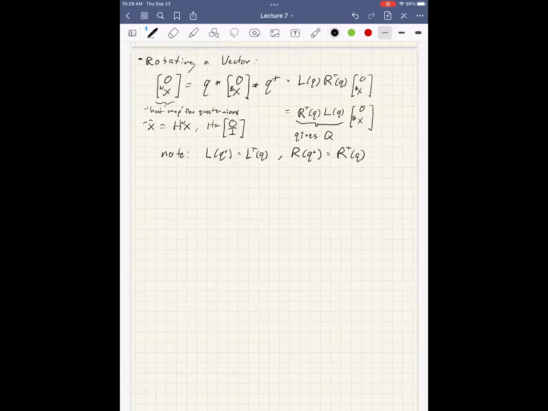Then the next thing is to talk about quaternion kinematics. This is how we map from omegas to Q dots and integrated gyro, like we did with the rotation matrix. What we're going to do here is just look at a small incremental rotation.